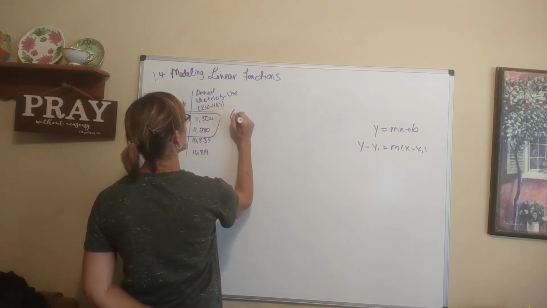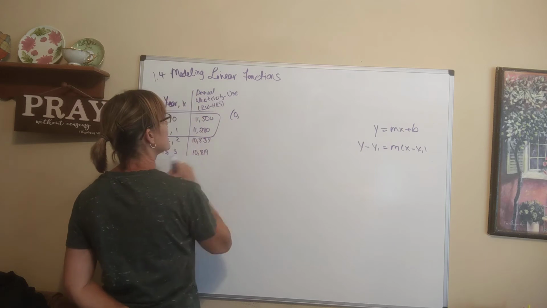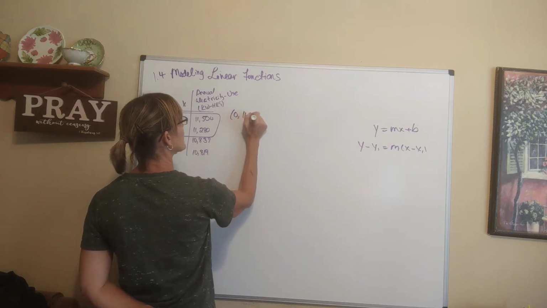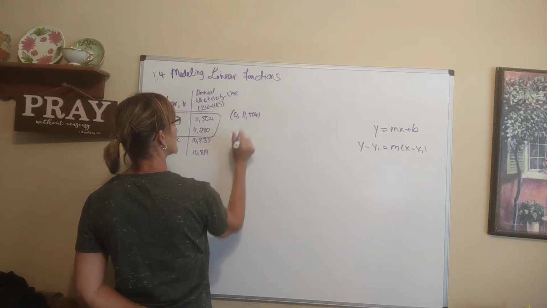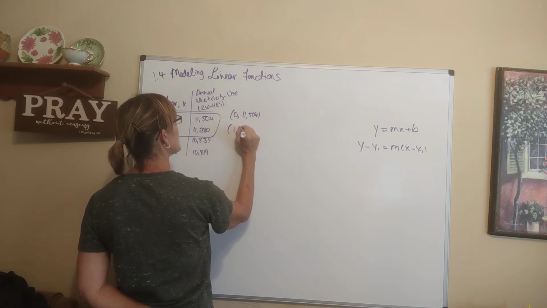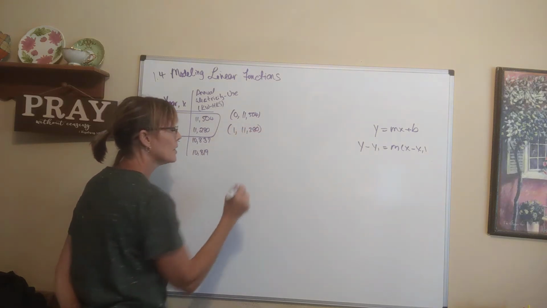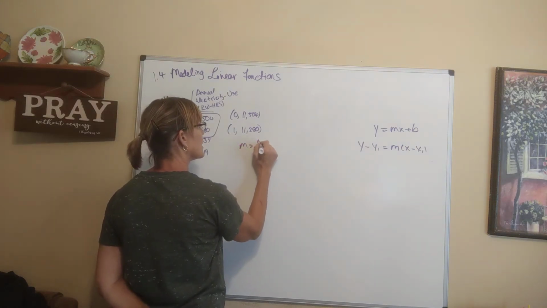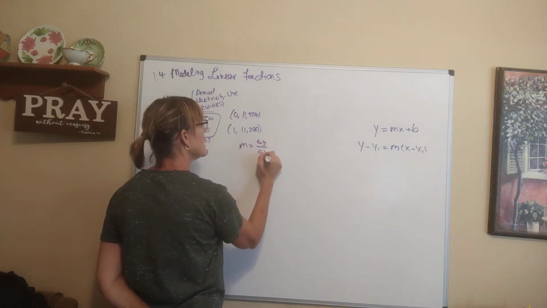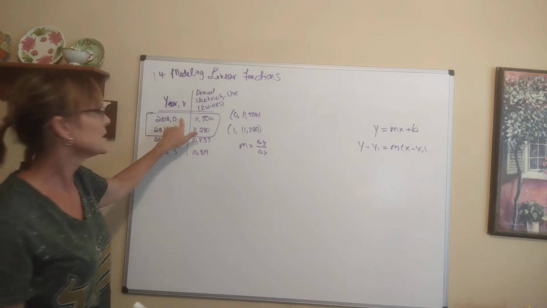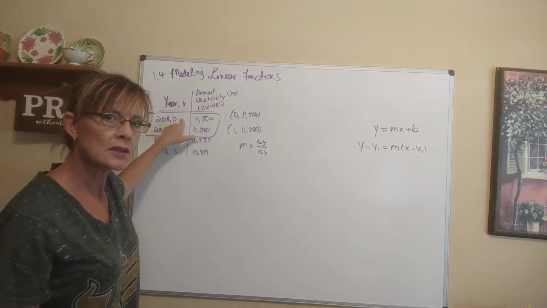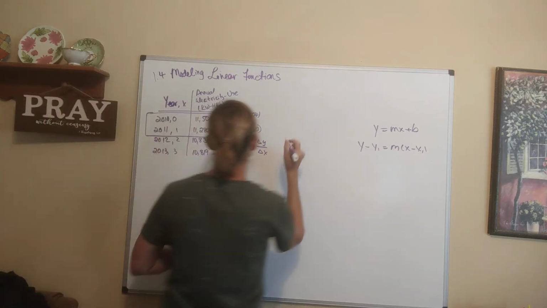So my x value is 0 years, and my y value is 11,504 kilowatt hours. And my second point is 1, 11,280. Okay, so m is the change in y over the change in x. Now I chose these because there was a 0 involved, and that makes your math easy. You wouldn't have to choose those 2, but that's what I decided.